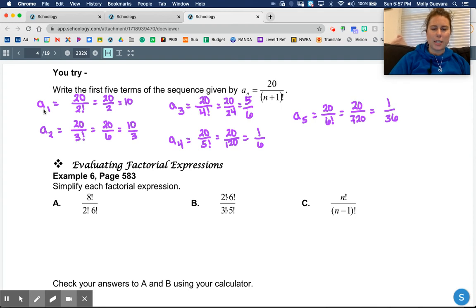I started with a sub 1, my first term, and I ended at the 5th term because I want the first 5 terms. And so I just plugged in 1, 2, 3, 4, 5, and then used my factorial button on my calculator to figure out what those numbers were, and then used my calculator to reduce it. Okay. So hopefully we're feeling good there.